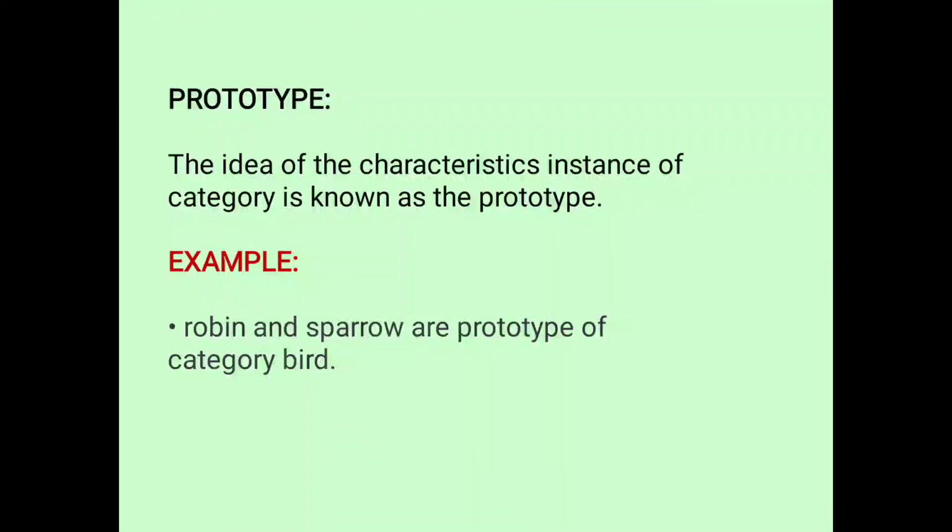The next lexical relation is prototype. Prototype is the idea of the characteristic instance of a category. For example, robin and sparrow are prototypes of the category bird. And these are the two types of birds that are the prototype of the category bird.